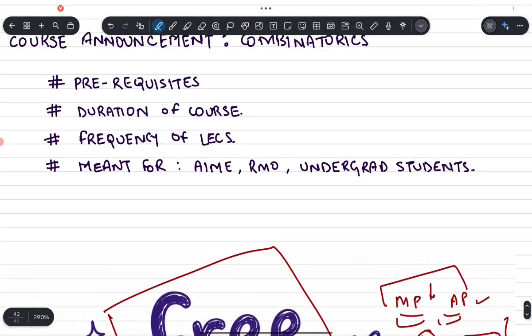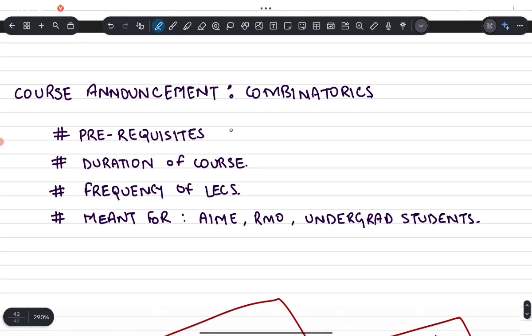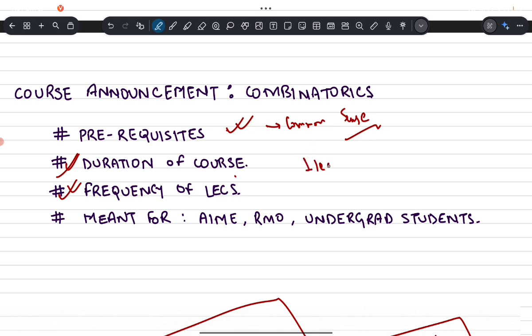More details regarding this course. Now, whether you need some sort of prerequisites: nothing apart from common sense. All you need is the sense of visualization, whether you can visualize stuff, and whether you have basic aptitude to think about the problems. Coming to the duration of this course and the frequency of the lectures, you'll be getting one lecture per week, and this will continue in July as well as in August.